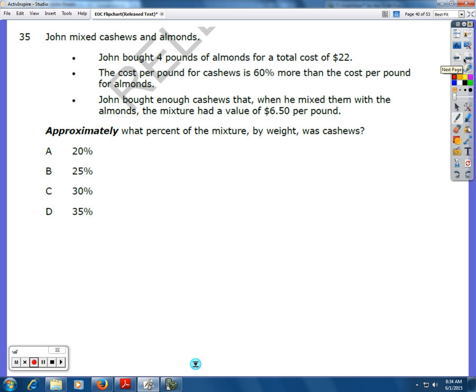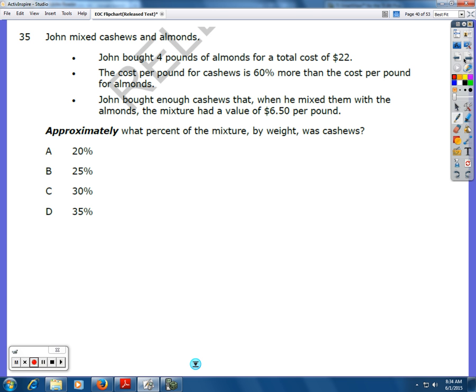All right, 35. John mixed cashews and almonds. John bought 4 pounds of almonds for a total cost of $22. The cost per pound for cashews is 60% more than the cost per pound for almonds. John bought enough cashews that when he mixed them with the almonds, the mixture had a value of $6.50 per pound. Approximately what percent of the mixture by weight was cashews?